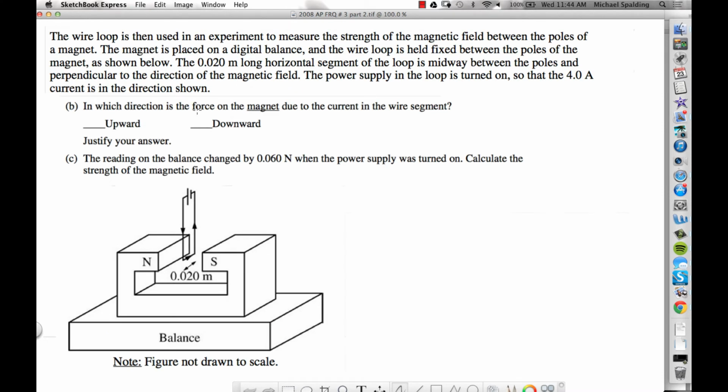Well, now we're going to get to the magnet. Okay, so now we got some more info here. The wire loop is then used in an experiment to measure the strength. Okay, look, we have a magnet. We got a magnet, north end, south end.